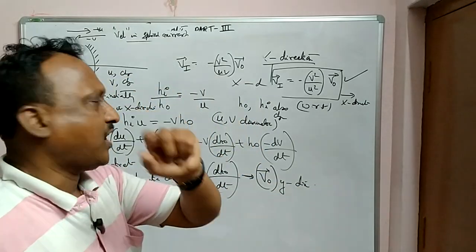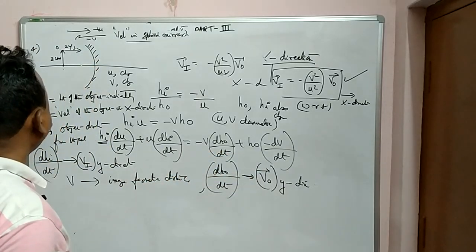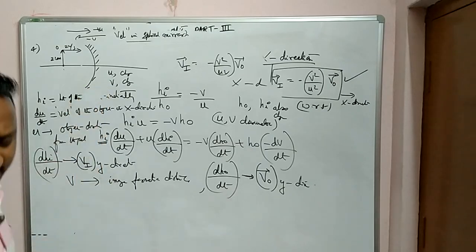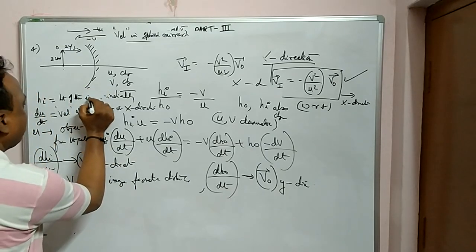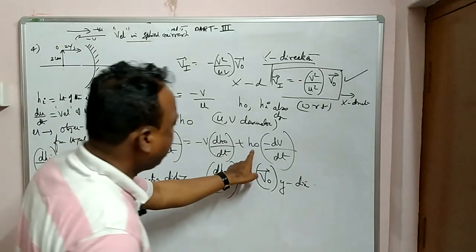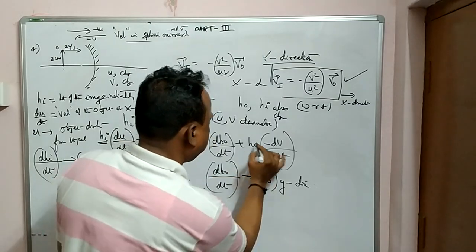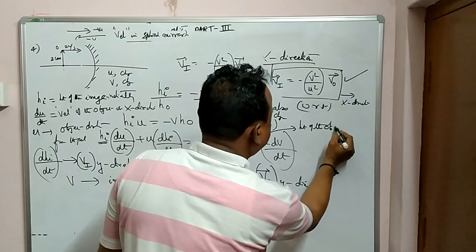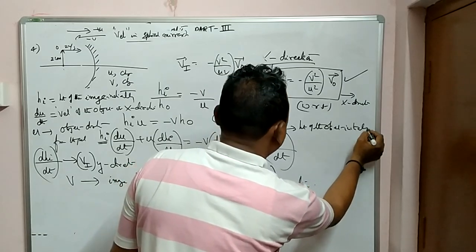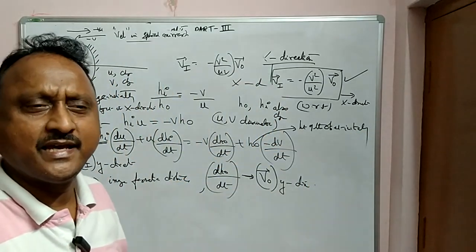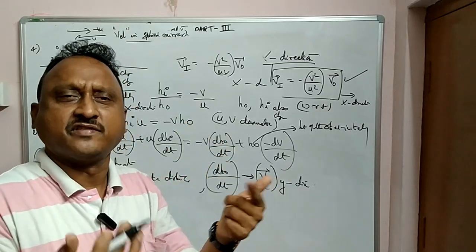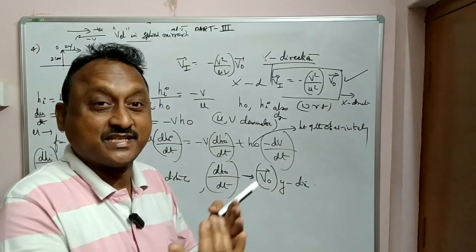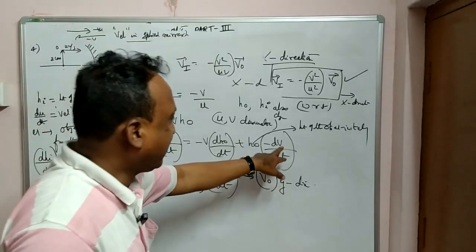H0 is the height of the object initially. Hi is the height of the image, please. I will write it here: height of the object initially. And what is dv by dt? Sorry, first, what is v? The image distance.